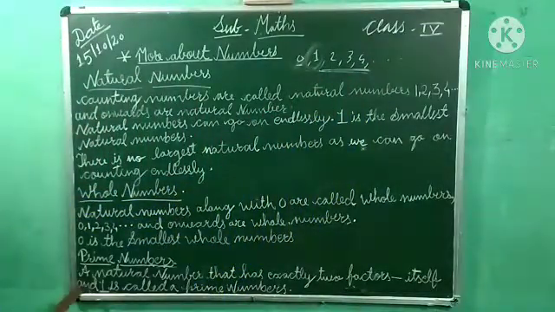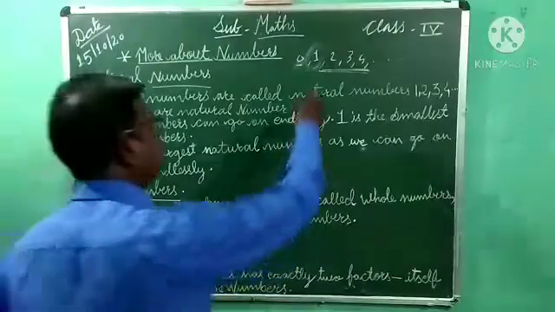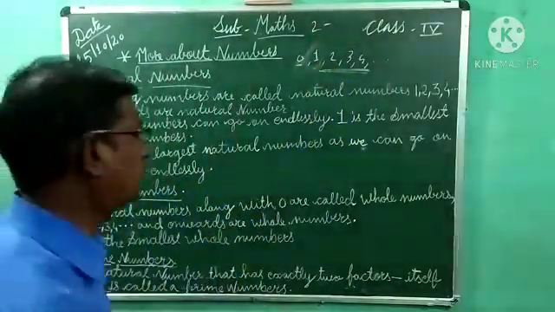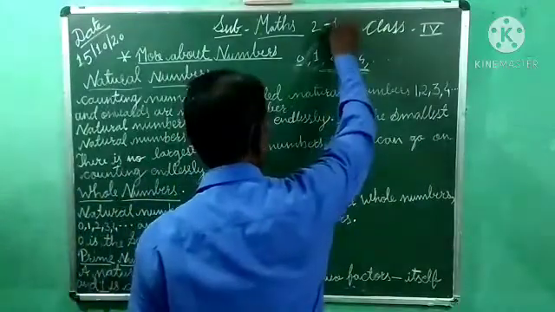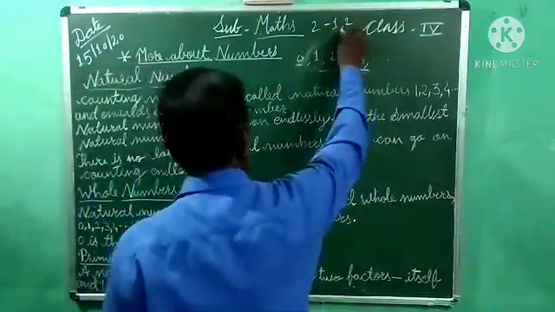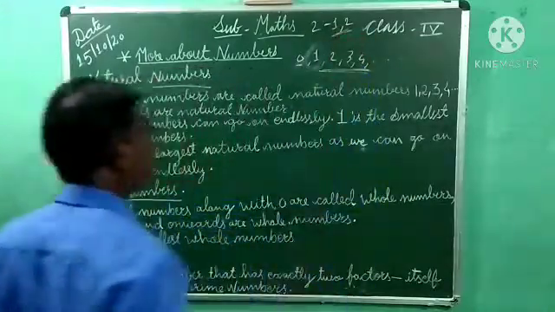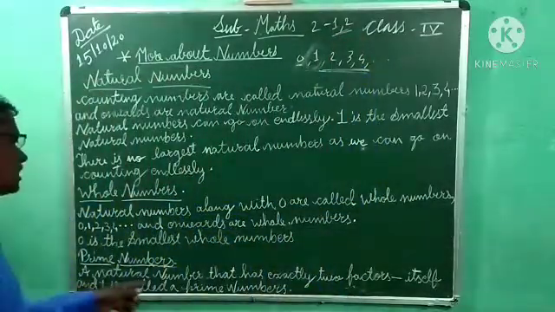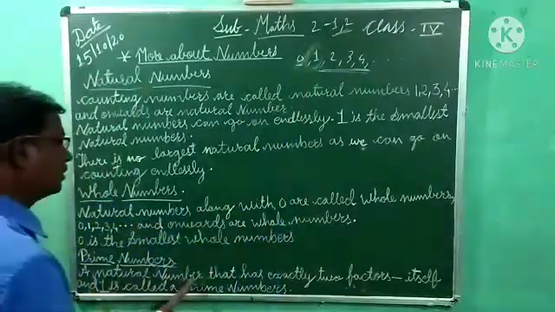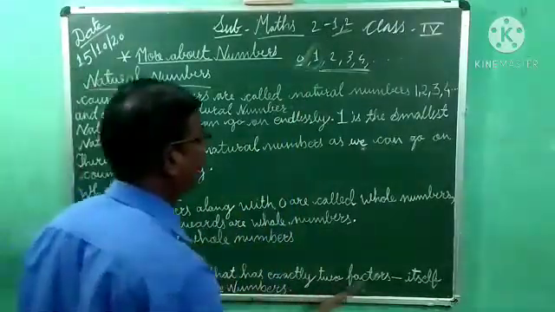Now after that, prime number. Prime number means, for example, 2. We are going to find the factors of 2. What are the factors of 2? 1 and 2, isn't it? Factors of 2 are 1 and 2. How many factors are we getting here? 2. A natural number that has exactly 2 factors.